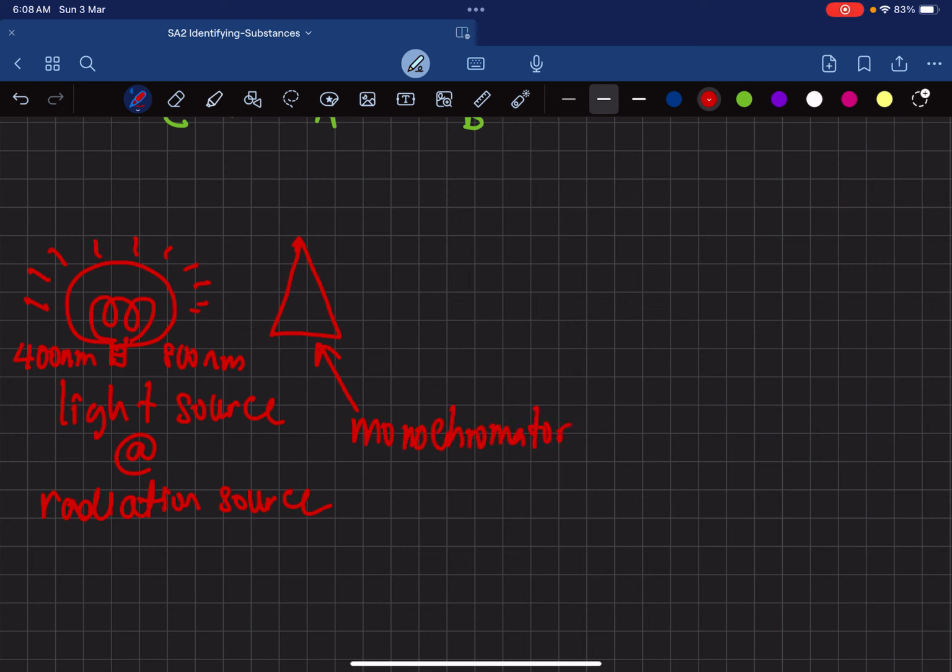Now basically it is the job of the monochromator to select the desired wavelength. That's actually the job of the monochromator. Okay, then what we have is our sample. This is where our sample is kept, and then we have a detector.